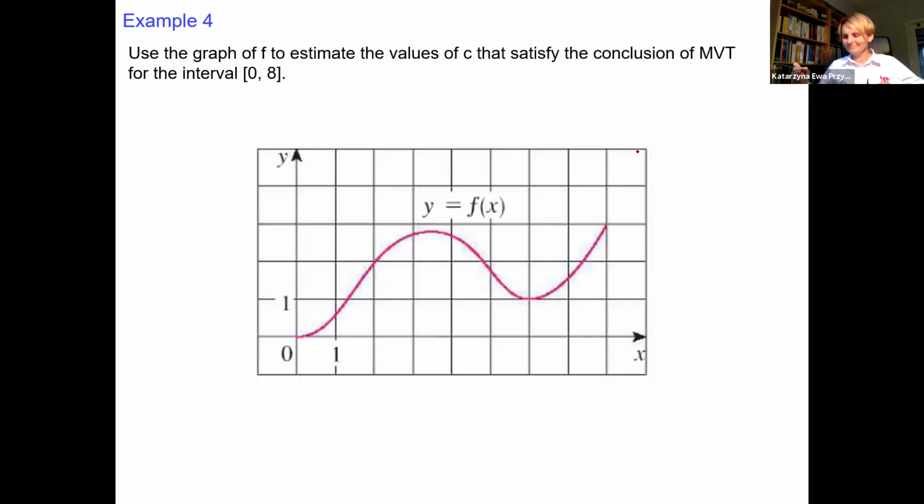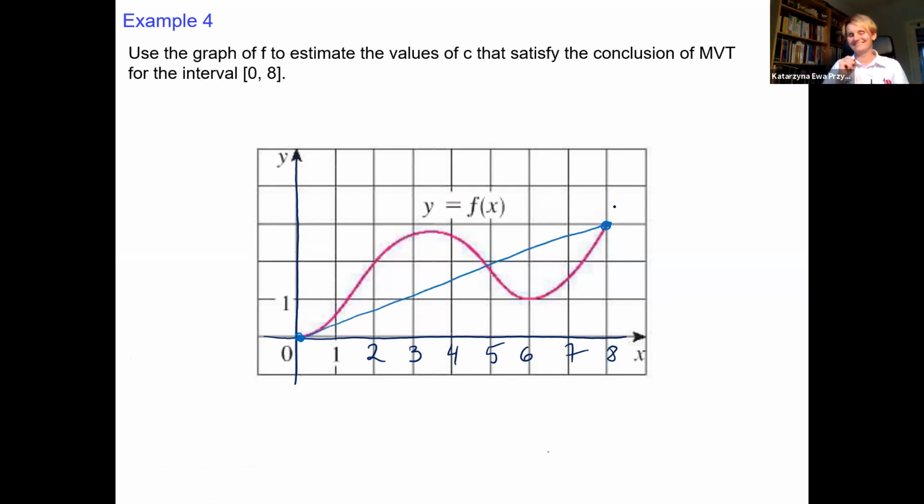You will tell me the values. I can just say this is y, and this is x. 2, 3, 4, 5, 6, 7, 8. And we just want a function between 0 and 8. Use the graph of f to estimate the values of c that satisfy the conclusion of the mean value theorem for the interval between 0 and 8. Okay, connecting 0 and 8. Oh, not good, I could be more precise.